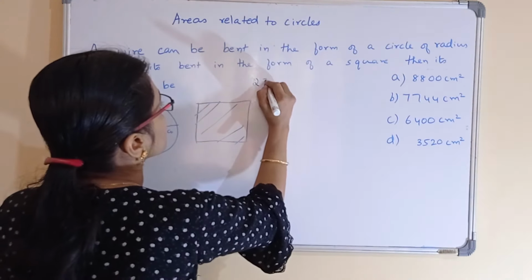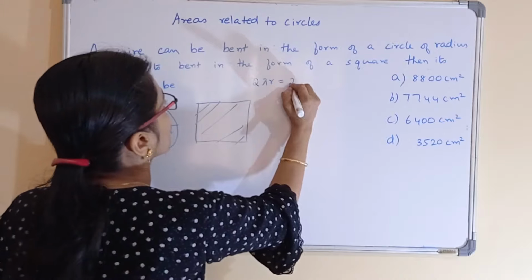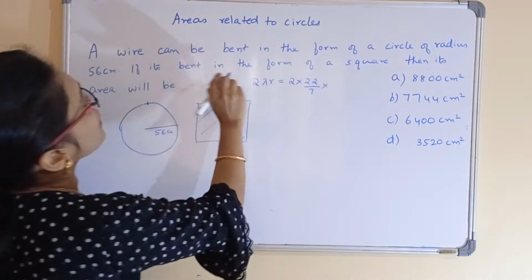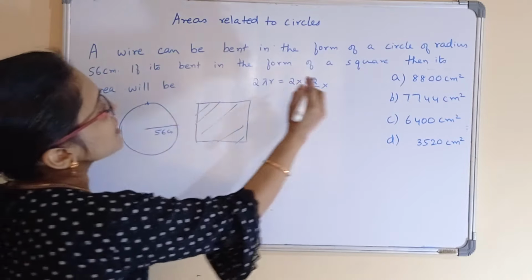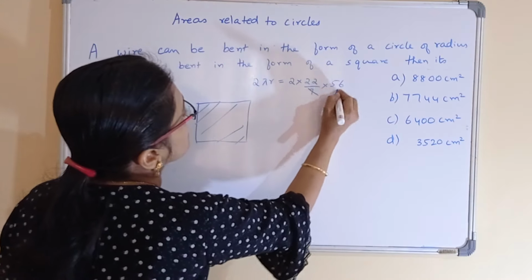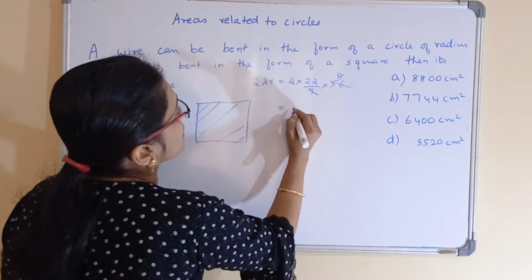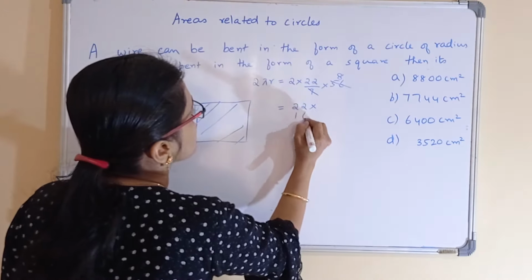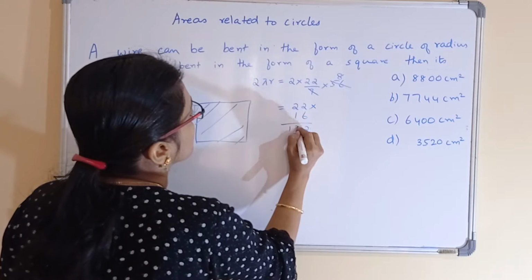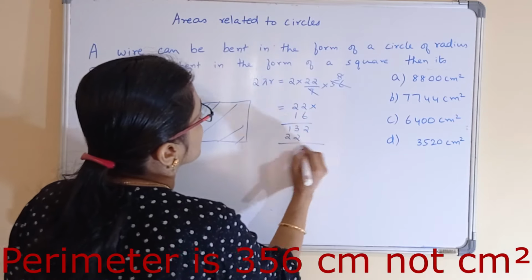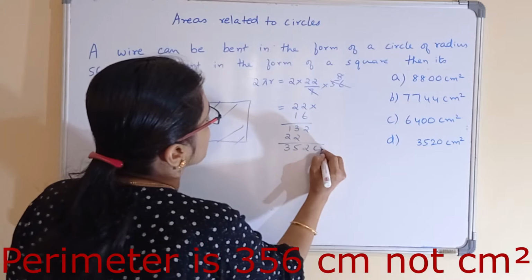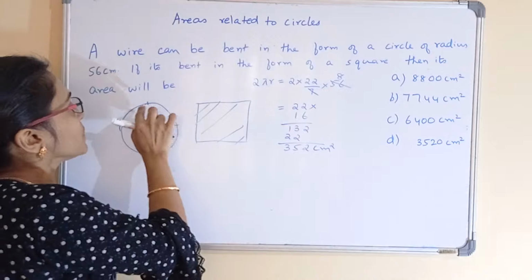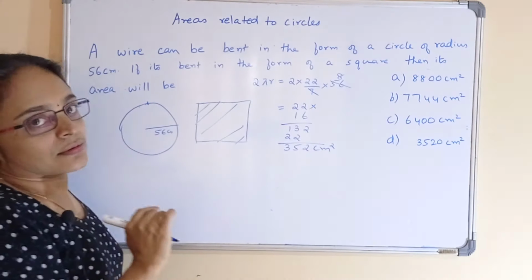It is 2 pi r, which is equal to 2 into 22 by 7 into the radius, 56. So 7 8s are 56. So this is equal to 22 into 16, which is 352 centimeter, the circumference or perimeter of this circle.